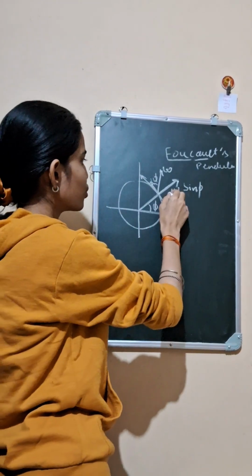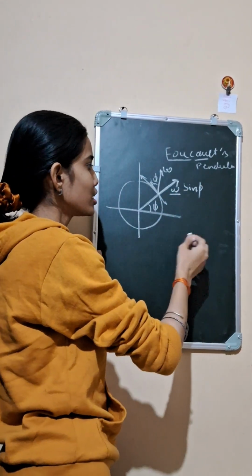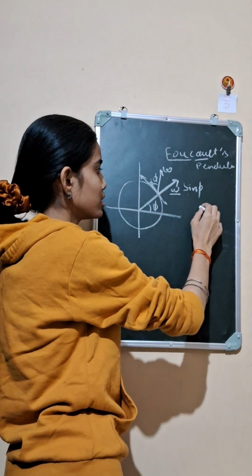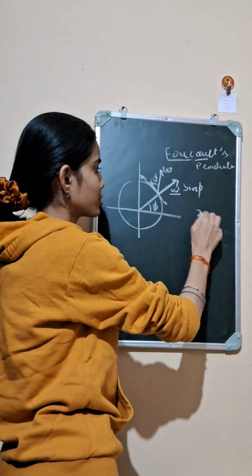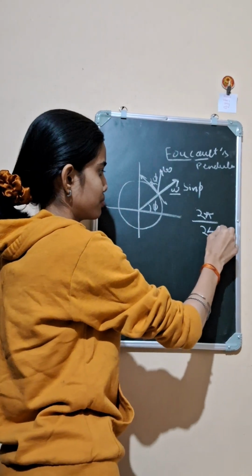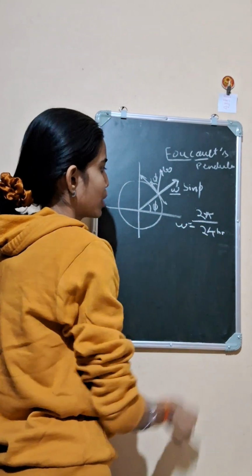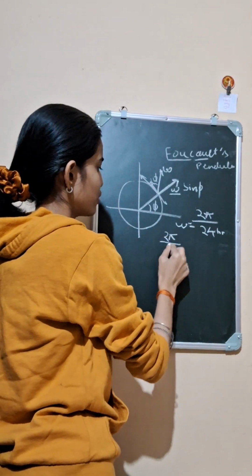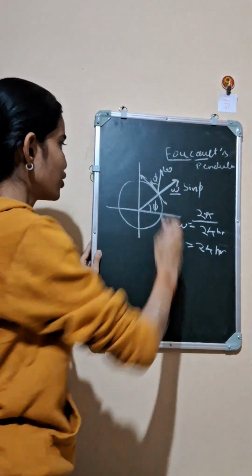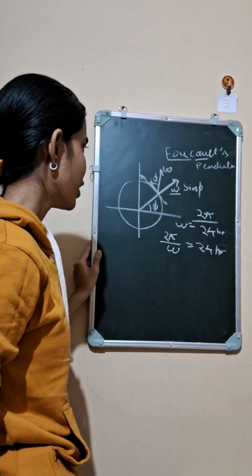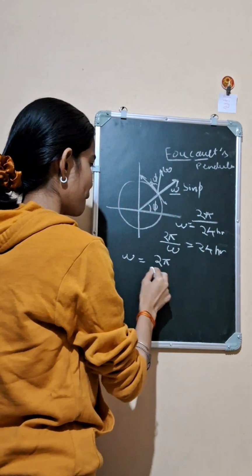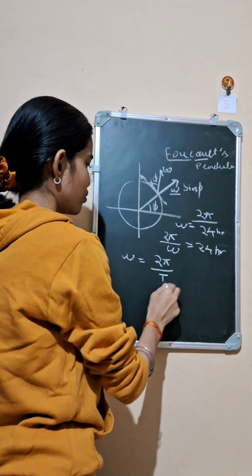And here we know the value of omega, right? Omega is the angular velocity of the Earth. What is the angular velocity of the Earth? Omega is the angle covered, 2 pi, by the time taken, 24 hours. So 2 pi by omega will be equal to 24 hours. For the Foucault pendulum, the angular velocity will be 2 pi by the time period. What is the time period here?